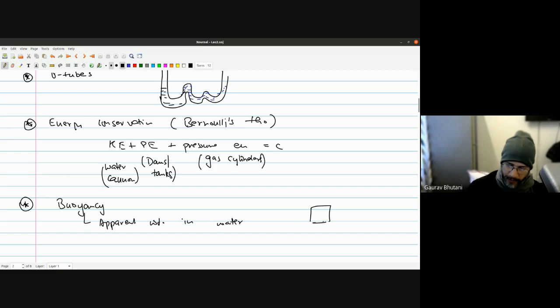So if you have a body which is floating in liquid, then it experiences a force called force of buoyancy, and this force is equal to the weight of liquid displaced by this body, the solid body. So this liquid that the body has displaced, which should have been here, the weight of that liquid is equal to the force of buoyancy. Okay, so this is something that you have learned as well, and you have used this to solve a lot of interesting problems in fluid mechanics.